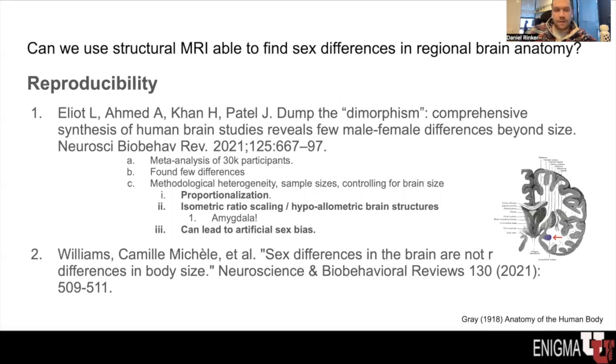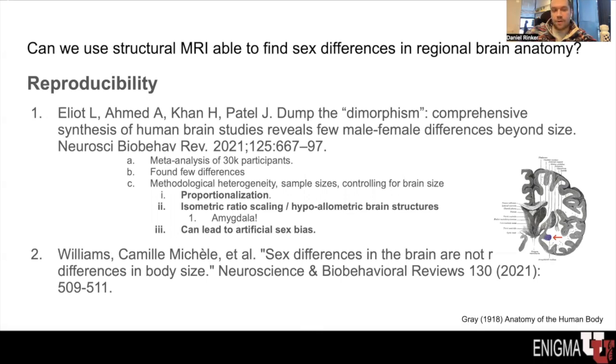This paper by Elliott et al., titled "Dump the Dimorphism: Comprehensive Syntheses of Human Brain Studies Reveal Few Male-Female Differences Beyond Size," published in 2021. The Dicasian paper compares this study with that of Williams et al., saying sex differences in the brain are not dependent on differences in body size. I don't know what this word is here, but you can look up that paper. So these are two arguing papers, one claiming that there are no differences in male and female brains beyond size, and one claiming that they are.